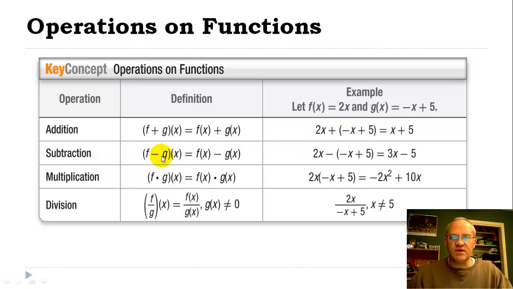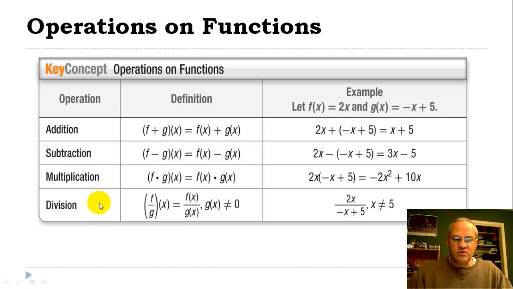Alright, subtraction, same thing. F minus g of x. It just means take one and subtract the other one. Remember, in this case, if you have 2x minus a negative x plus 5, you have to distribute that negative there, okay? Multiplication, f times g of x. You're just going to take 2x times negative x plus 5. In this case, you will distribute the 2x. Sometimes if both your functions are binomials, you might have to FOIL it, and so forth. So you're just going to multiply like you normally would.